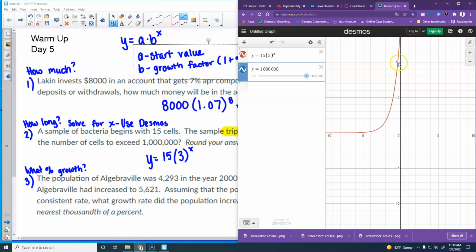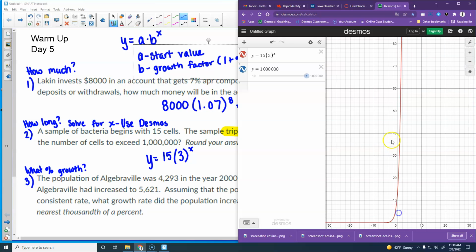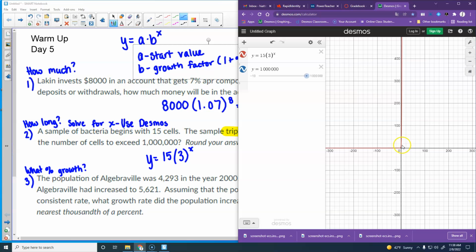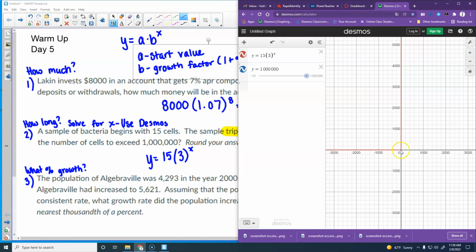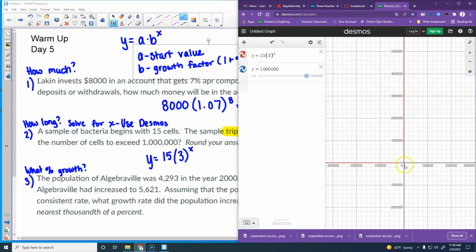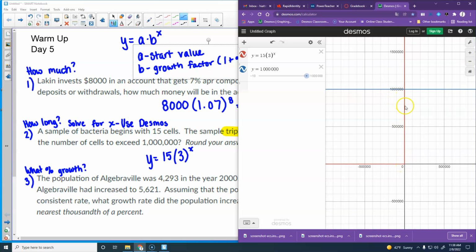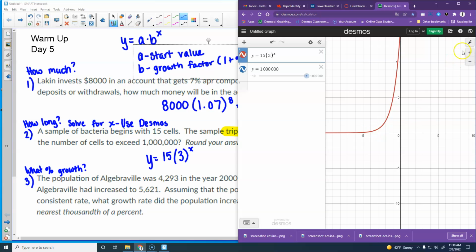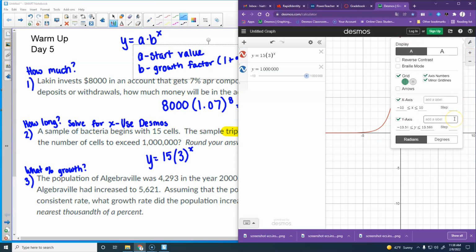I'm zoomed way in, right? I could try to zoom out, and it will eventually work. You really got to zoom out a really long ways. You can see, like, I still don't see anything. I've still not got to 1 million. There it finally is. It will technically work if you do it that way. But it is better to go here and hit the wrench.